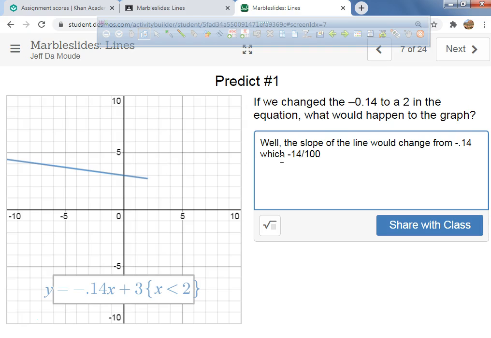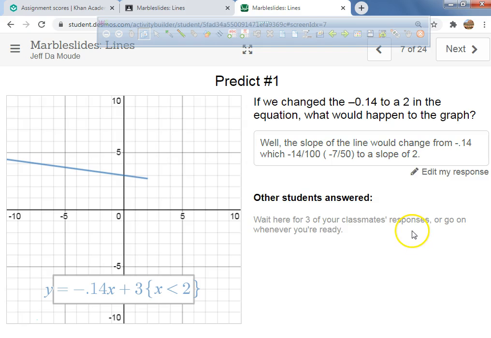which actually reduces. All right, you could divide both sides by 2, yeah. I'll put parentheses, which is equal to negative 7 over 50, which would go down 7 and over 50, would change from negative 0.14 to a slope of 2. All right, so it would change that. If we changed it, we'd go up. The y-intercept would stay the same, but it would go up 2 and over 1 and up 2 and over 1. Okay? Share with class.